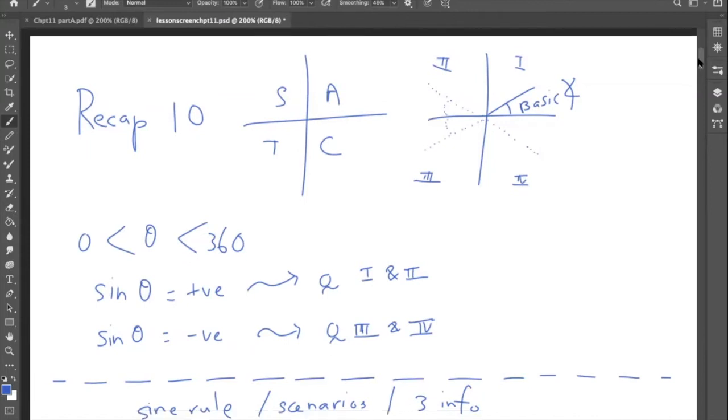Just to recap last chapter, we talked about all the 4 quadrants, right? Sine, cosine, tangent, and all the angles, and then the 4 quadrants. The key thing was to find the basic angle, and then after that, determine whether it's a positive or negative value. That's how we know which quadrant it is.